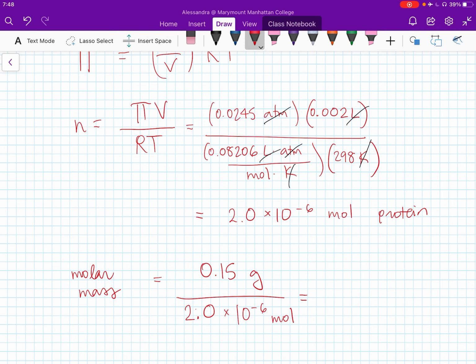So this should be a huge number because proteins are really big. So they're going to have really big molecular weights. I'm going to round it. It's about 75,000 grams per mole. A molecular weight like that makes a whole lot of sense for a protein, which is a large biomolecule. So you can use osmotic pressure to calculate the molecular weight of a mystery solute, particularly a large one, something that's not going to pass through that semi-permeable membrane.